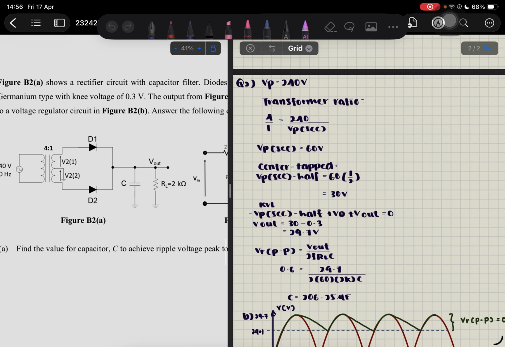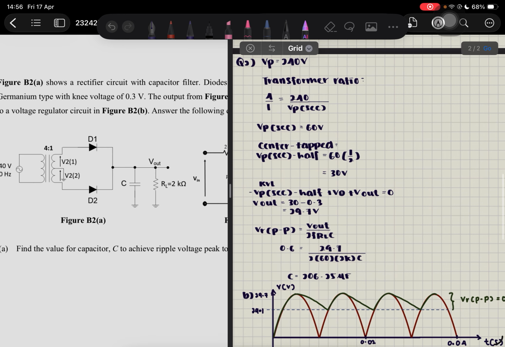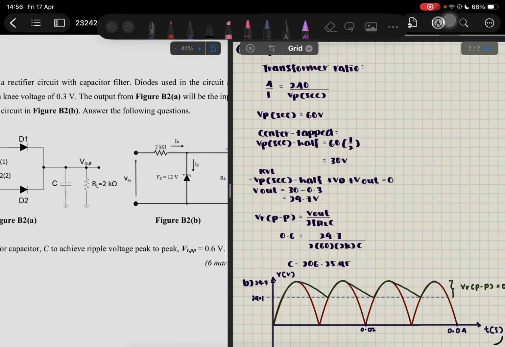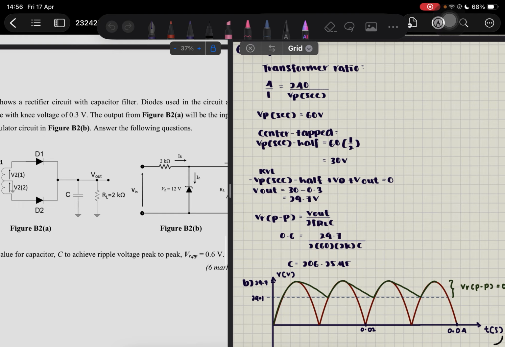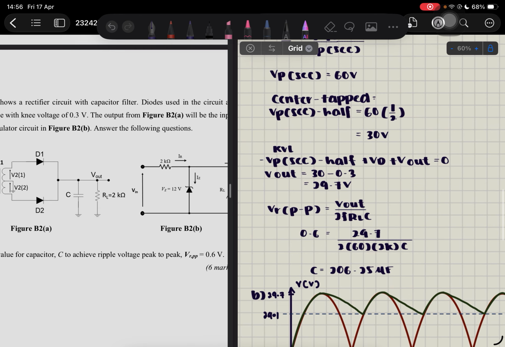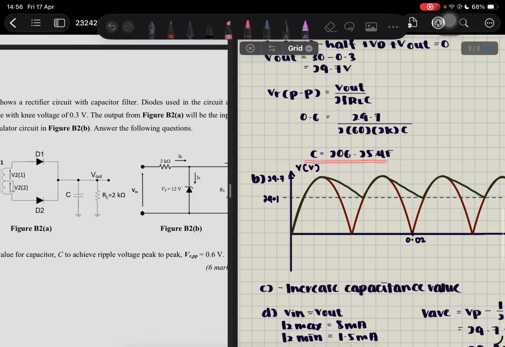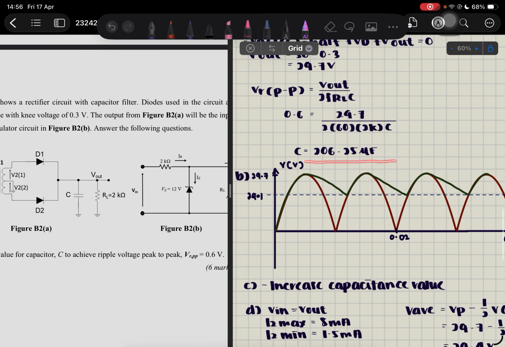Now we can use a KVL to find the V out here. Now here we can find V out is equal to 29.7 volt. Now for the capacitance, we want to find a capacitance that achieves the VRPP. So we put the VRPP equal to V out over 2FRLC, and we get C is 206.25 microfarads.